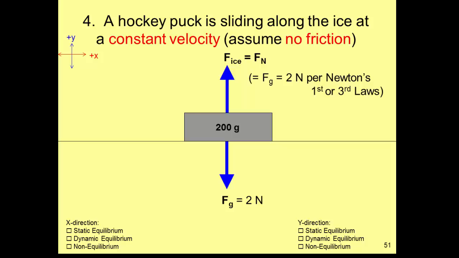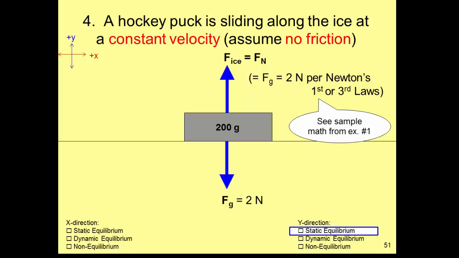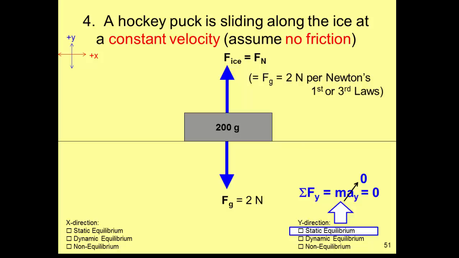Once again, just like in problems 1 and 3, we could take a look at either Newton's first and third laws, or do a little bit of math if you'd like, but certainly our normal force is going to be equal and opposite to our gravitational force. So nothing new here. And once again, this is in static equilibrium in the y direction. So what about the x direction? This is moving at a constant velocity in the x direction.